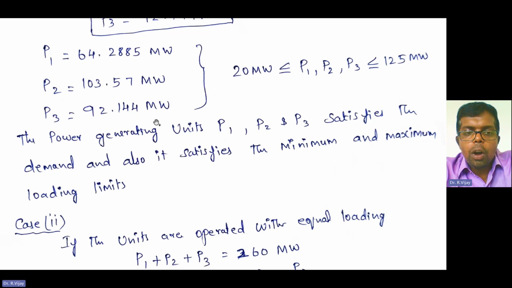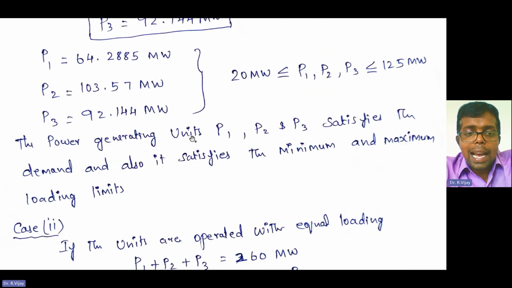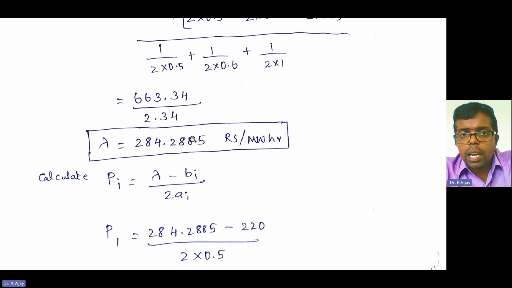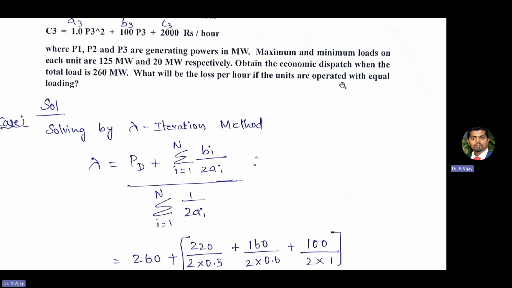Now, we call this the economic dispatch, but what is asked in the problem? Actually, the economic schedule they asked for we have calculated. That is the first part. The next part is they asked to calculate the loss per hour, the loss per hour if the units are operated with equal loading.